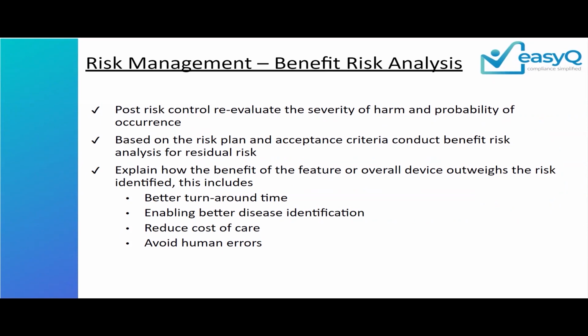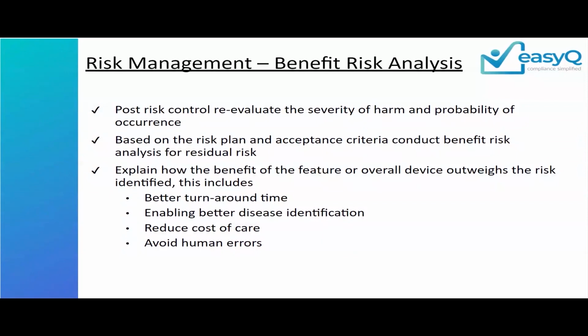and post control your RPN will change, right? Post control, your severity of harm and probability of occurrence will change, and you will have the final RPN, the final risk priority number that you'll have to look into. Now, based on your acceptance criteria, for the ones which still do not meet your acceptance criteria, or which might still be in a little higher risk category, you do what we call a benefit risk analysis. What is a benefit risk analysis?